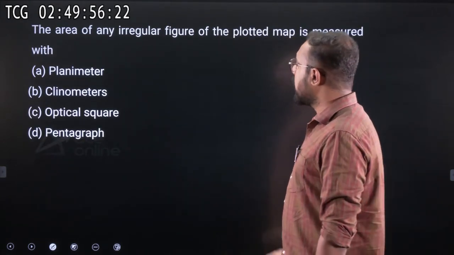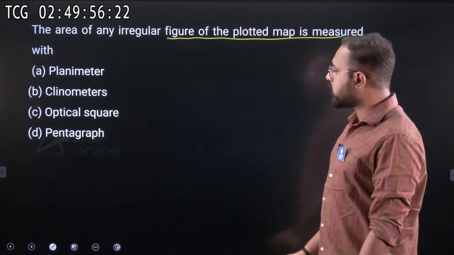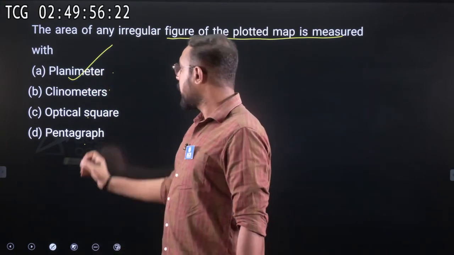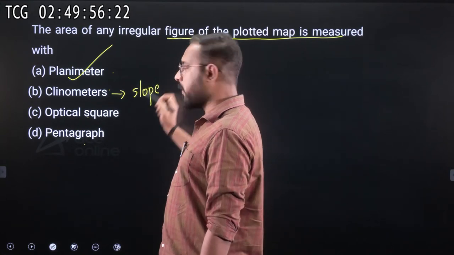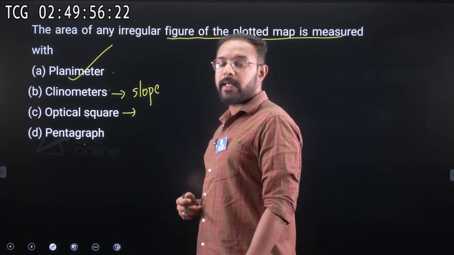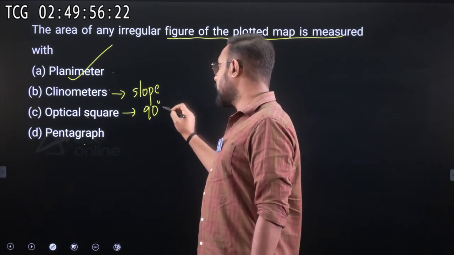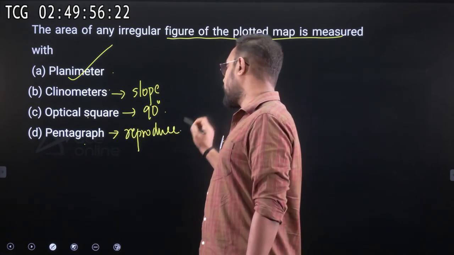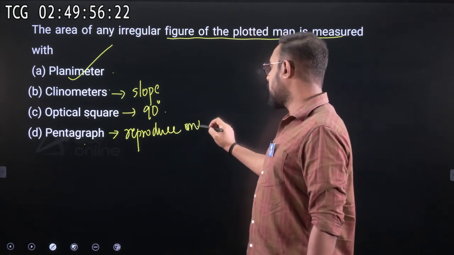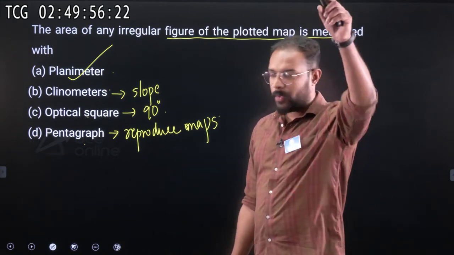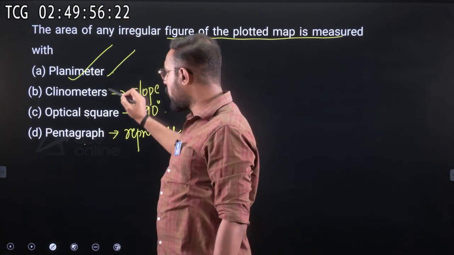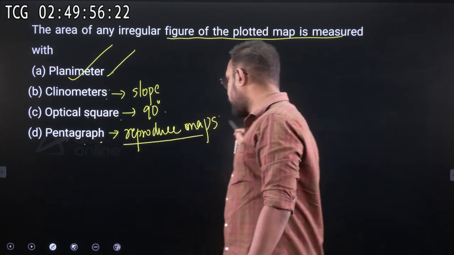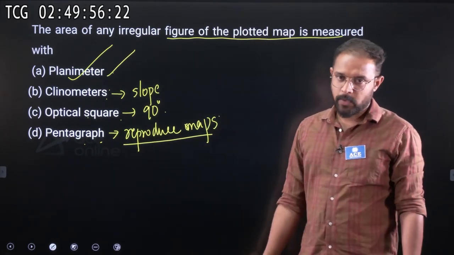Next up, the area of any irregular figure plotted on a map is measured by planimeter, clinometer, optical square, or pentagraph. What is the answer? Planimeter. The clinometer is for measuring slope. The optical square is for setting out a 90 degree angle. The pentagraph is used to reproduce maps at a different scale. So planimeter measures areas of irregularly shaped boundaries, clinometer measures slope, optical square sets out 90 degree offsets, and pentagraph reproduces maps at new scales.